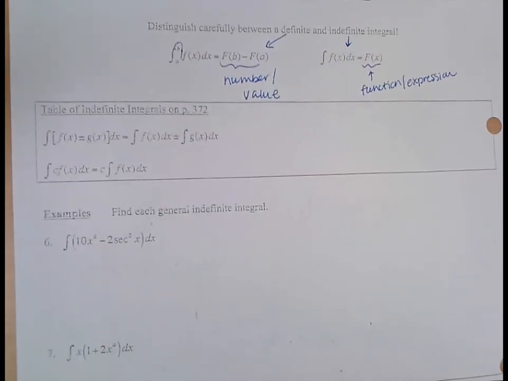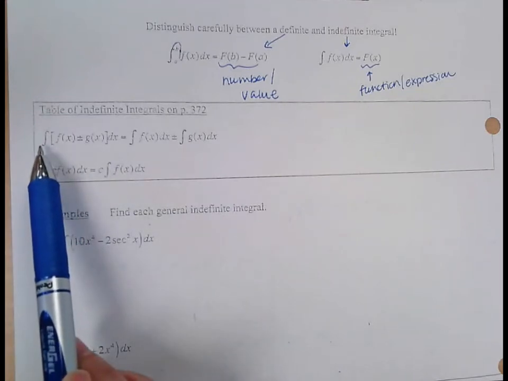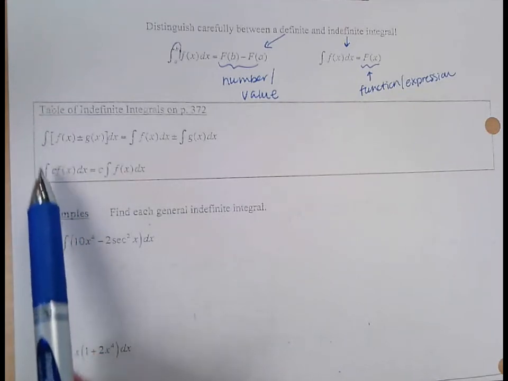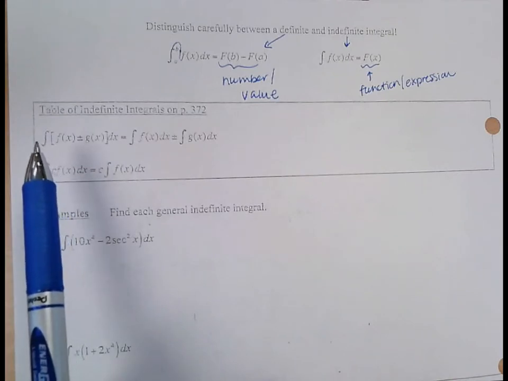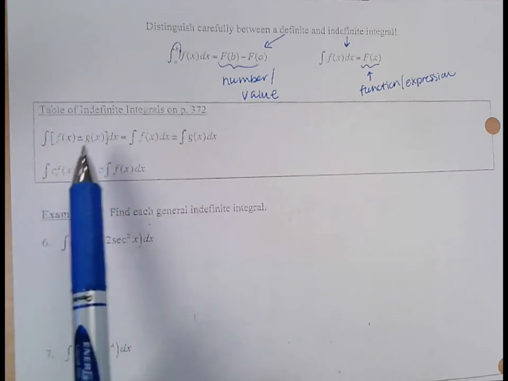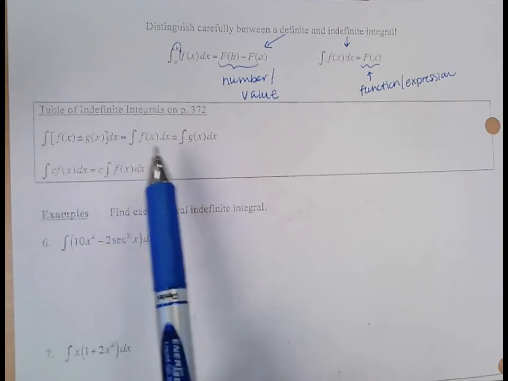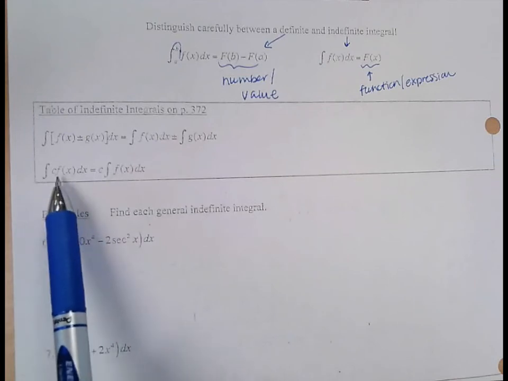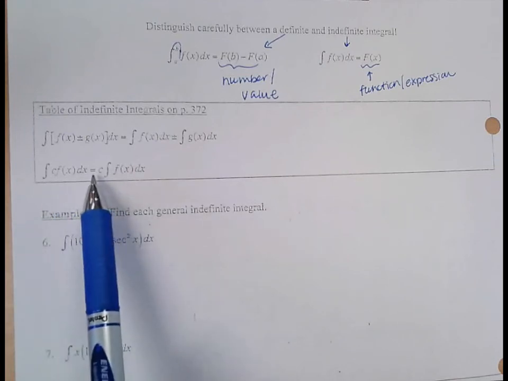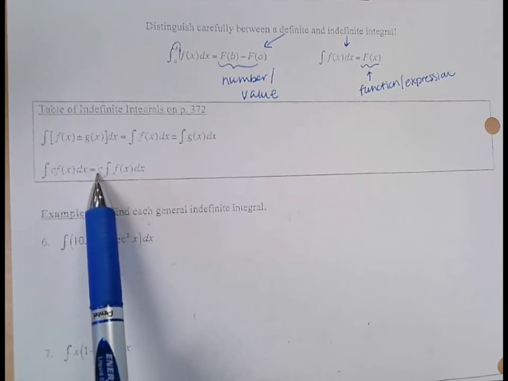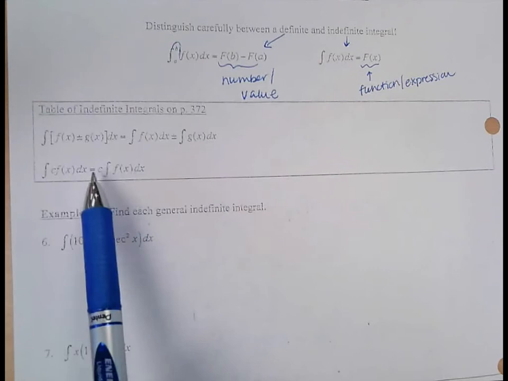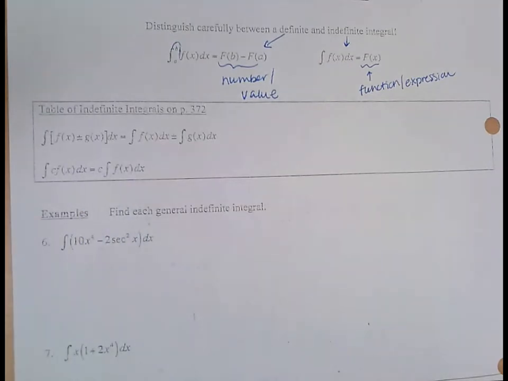And then I included on here a couple of indefinite integral properties, and we've already discussed these a little bit with properties of integrals. If you have the integral of a sum or difference of two functions, you can write that as the sum or difference of two different integrals. And if you have the integral of a constant times a function, if it's helpful, you can pull the coefficient out front, find the antiderivative, and then just multiply it by the coefficient. So you are allowed to do that.